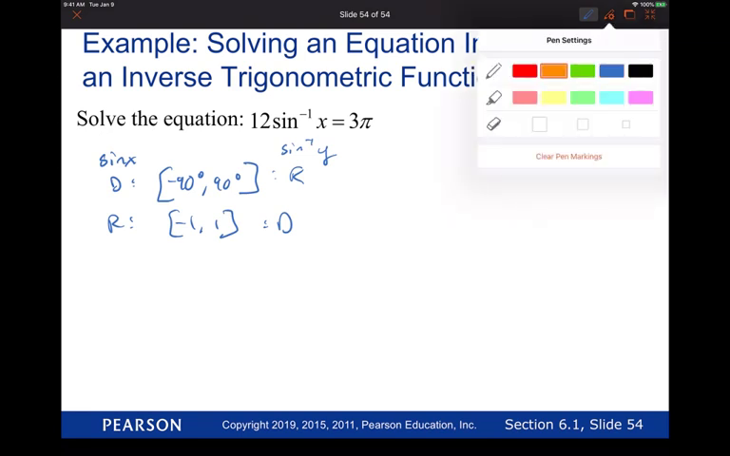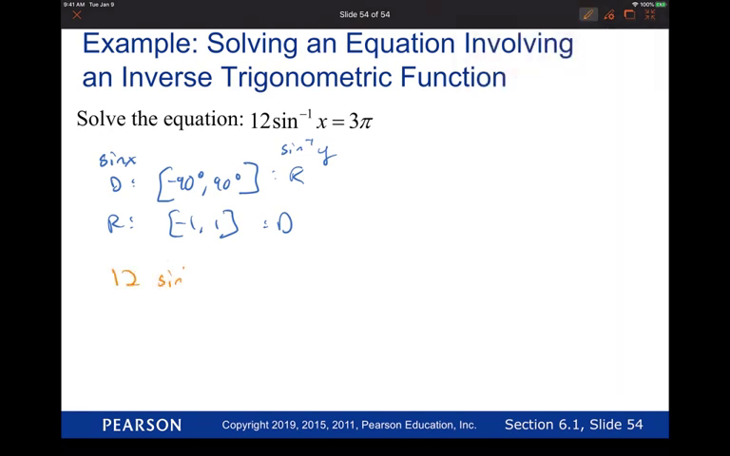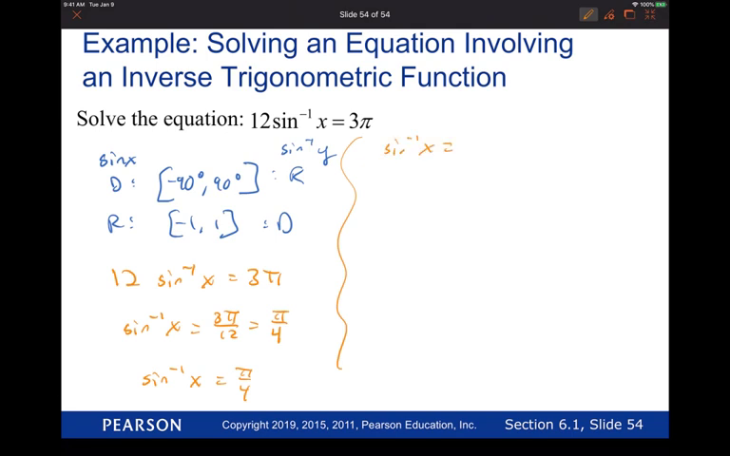Now we have 12 inverse sine of x equals 3 pi. If we divide, that means inverse sine of x equals 3 pi over 12, which is pi over 4. So if we have inverse sine of some x equals pi over 4, let's continue over here. Again, inverse sine of x equals pi over 4. This means x equals sine of pi over 4.